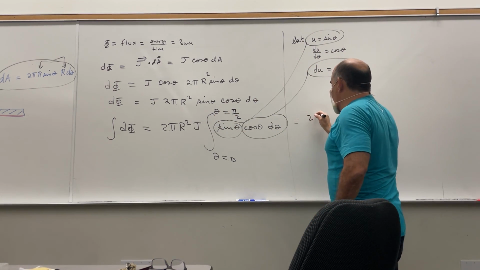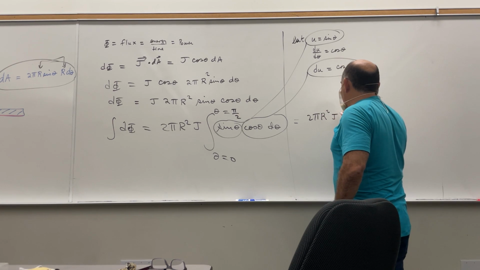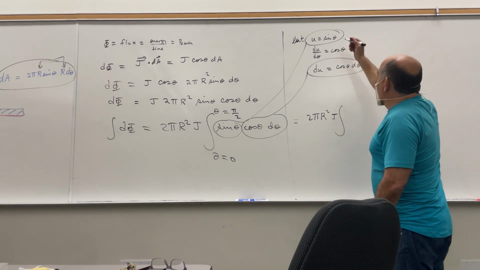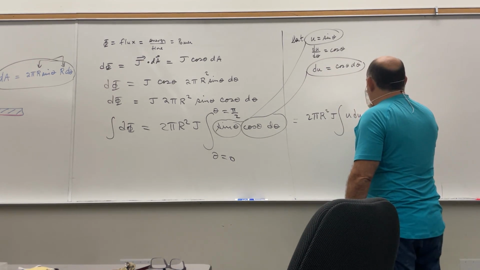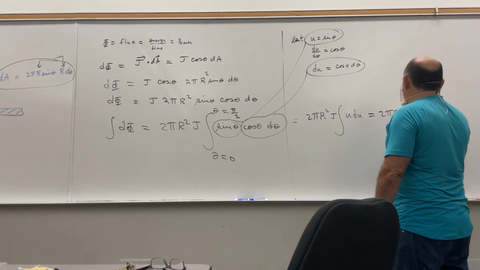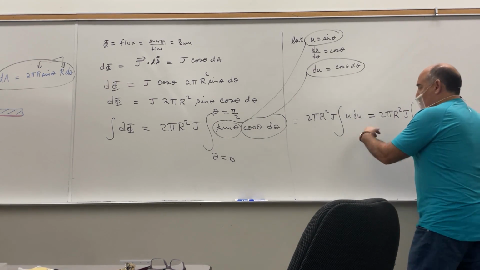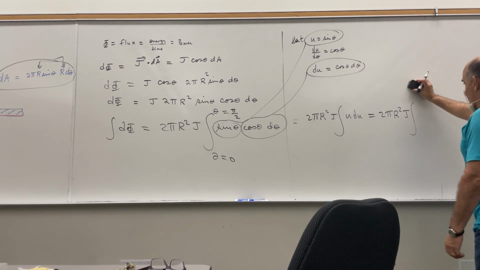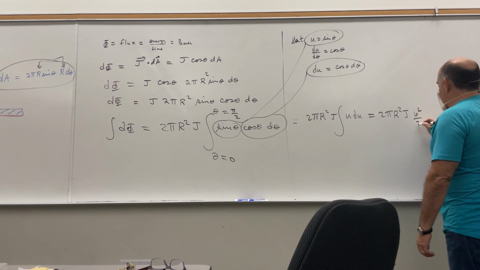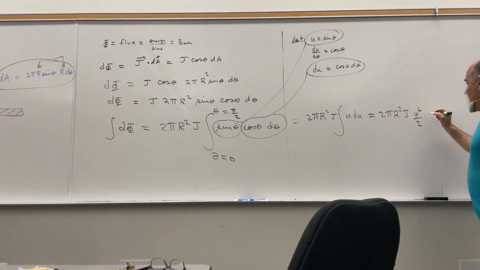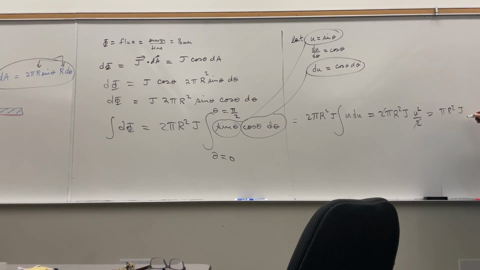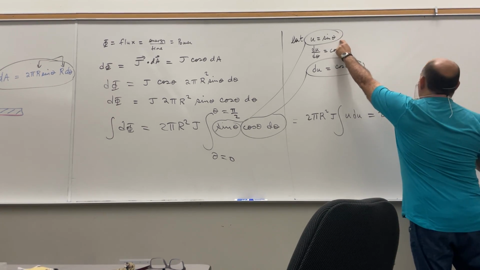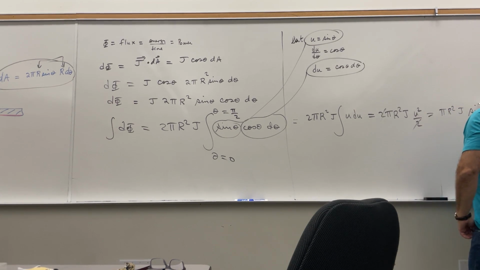So this becomes 2 pi r squared j times sine of theta, which is u, times the cosine of theta d theta, which is du. So this is 2 pi r squared j. And what is the integral of u du? U squared over 2, right? And before I plug in the limits, notice this 2 cancels that 2. I get pi r squared times j times u squared, but u is the sine of theta, squared from 0 to pi over 2.